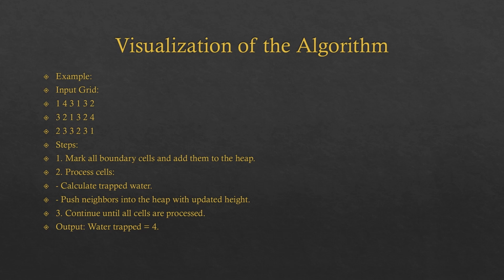Let's visualize the algorithm with an example. Here is a 2D grid. Initially we add all the boundary cells to the priority queue. The cells inside the grid will be processed based on their height, starting with the smallest boundary. As we process each cell, we check its neighbors and calculate the amount of trapped water based on their relative heights.